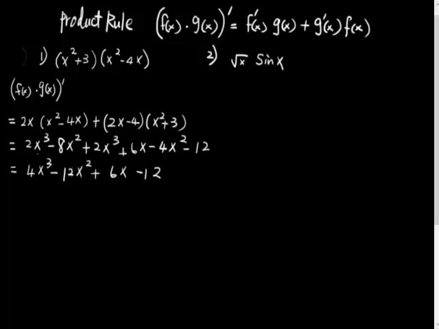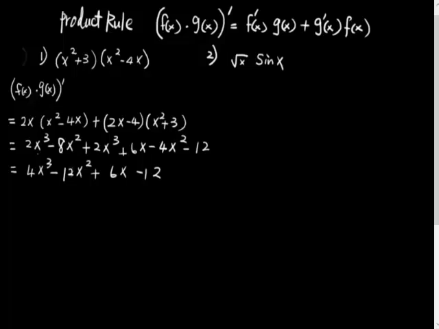So we can go ahead and do the first example, x squared plus 3 multiplied by x squared minus 4x. We just treat the first one to be f of x and the second part to be g of x. Let's begin. For the first f of x, we take the derivative, which is 2x, and then for the second part, just rewrite it, x squared minus 4x. Then plus the second part's derivative, which is 2x minus 4, and then the first part, x squared plus 3, we just rewrite.